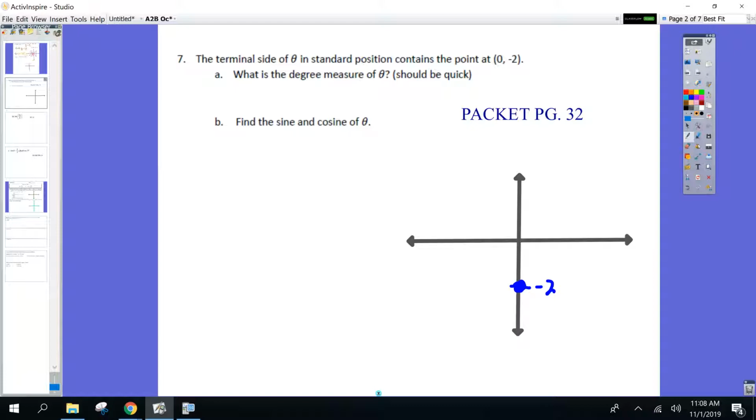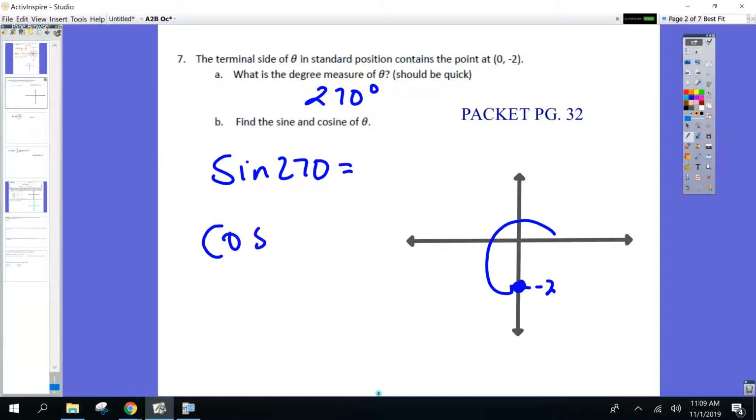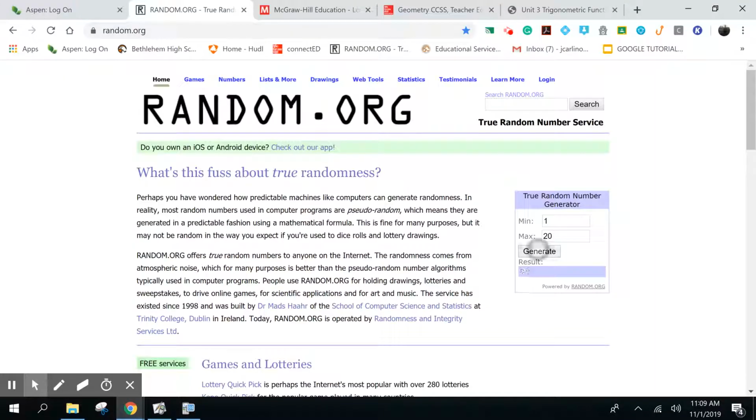What's that degree measure? I said it should be quick because darn right it should be quick. Don't say a word here. What should this angle measure be right here? 270. Sine and cosine. I've been trying to tell you guys, if it's on the line and you're finding sine and cosine, just use your calculator. Sine of 270, cosine of 270. It's easier than trying to remember the points on the unit circle. Just make sure you're in degree mode because it'll give you some crazy answers, I bet.